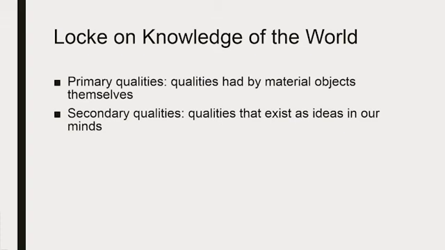Secondary qualities, on the other hand, are qualities objects have, but they exist as ideas in our mind. Let me rephrase that. Secondary qualities are ideas in our minds as a product of interacting with the object, our sensory perception interacting with the object. These properties are things like color and taste, texture.